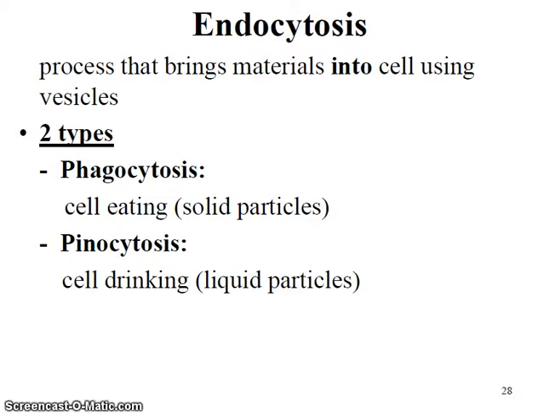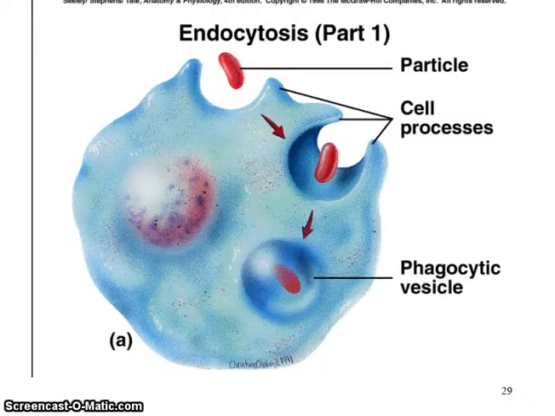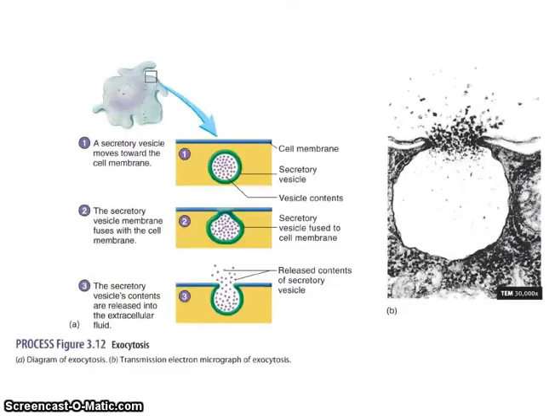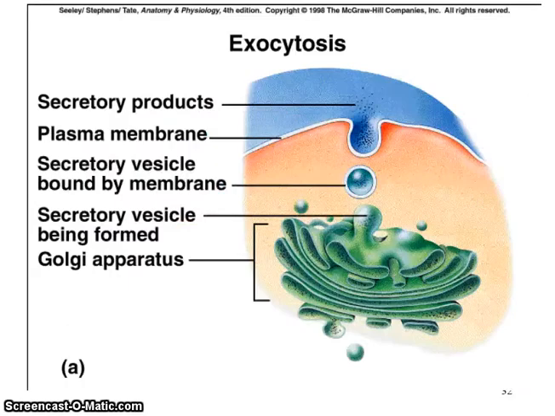Endocytosis means moving things into the cell. There are 2 types, phagocytosis and pinocytosis, cell eating and cell drinking. Here are some visuals to help you with that. Exocytosis means moving things out of the cell. We looked at that before for excretion. And here is another, closer example of that.